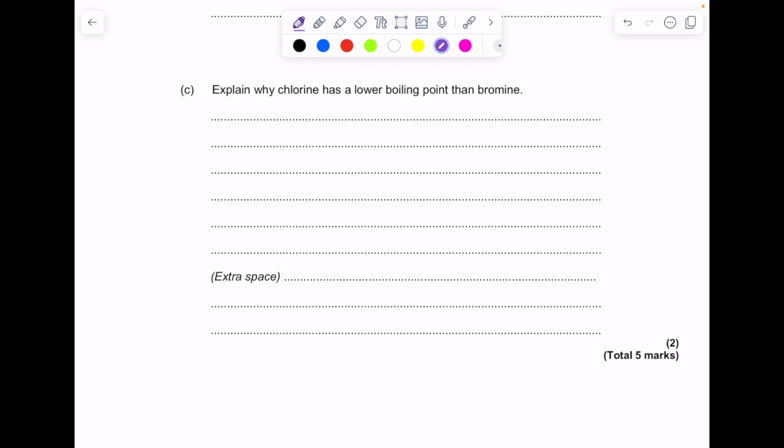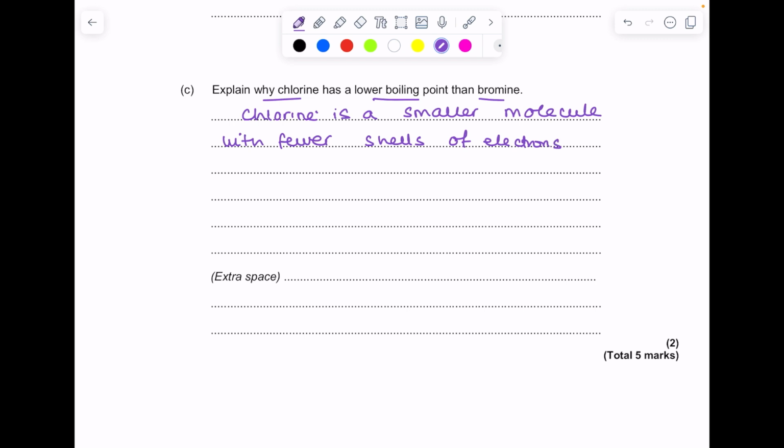Explain why chlorine has a lower boiling point than bromine. So chlorine is a smaller molecule with fewer shells of electrons, so fewer van der Waals forces between molecules. So less energy is needed to overcome them.